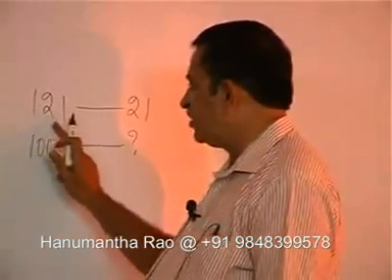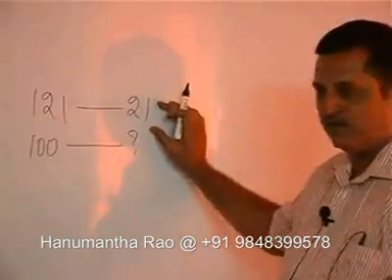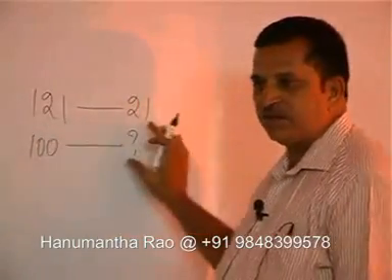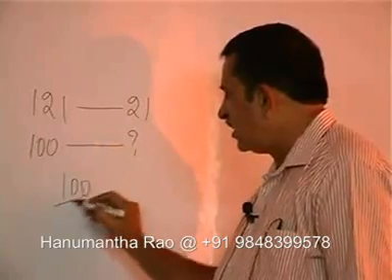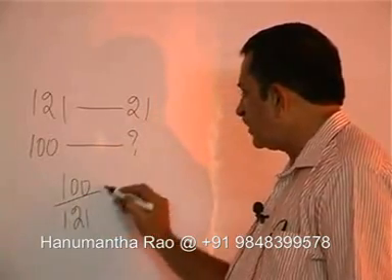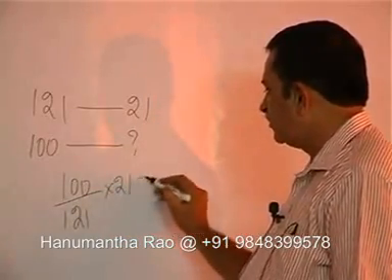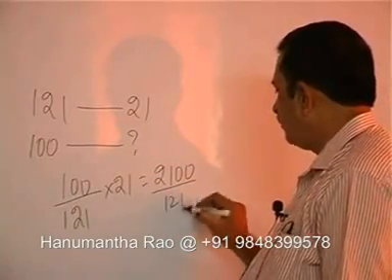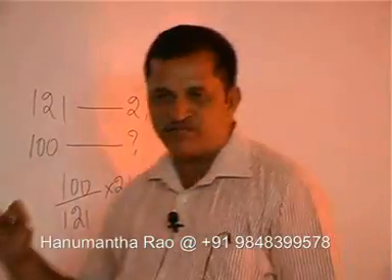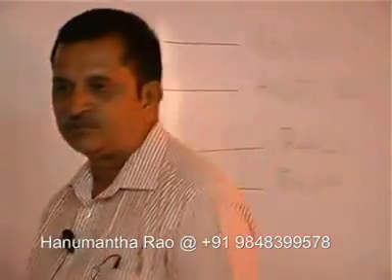For an investment of 121, there is a loss of 21. For an investment of 100, what would be the loss? Less by more into 21. That is 2100 divided by 121%. You calculate and put it in the mixed fraction. Okay.